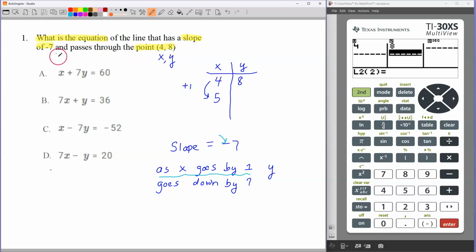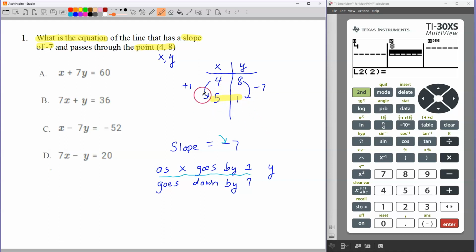Then the slope is -7. That implies that the y value right here goes down by 7. So if we're at 8 and it goes down 7, we would be at 1. This went down by 7. That's how you generate your second point. Now, I'm going to give you another example after I do this problem so you're clear on how to get the second point right here, because that's the tricky part.